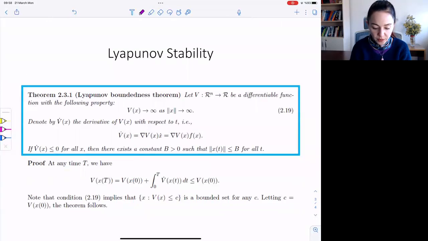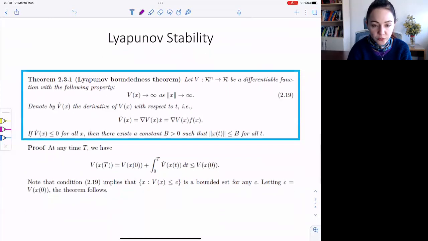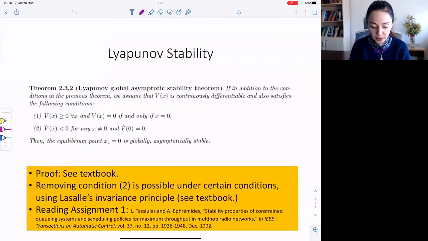Now there's an important theorem that will be very useful in network analysis. There are actually two theorems that we will make use of. The first is the Lyapunov boundedness theorem, and the second one is the Lyapunov global asymptotic stability theorem.